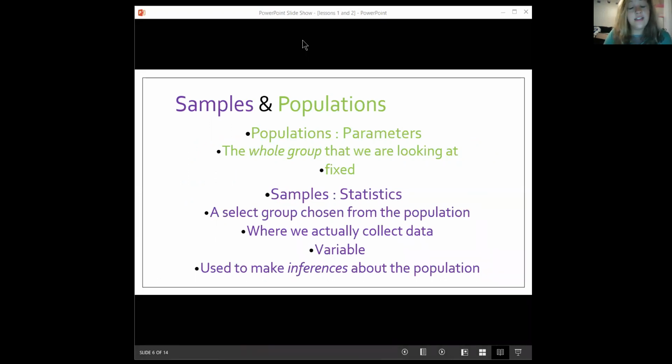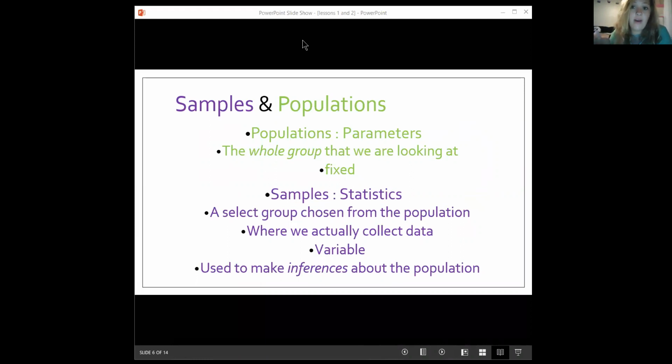So our statistics, or our sample statistics, are going to be variable because whatever sample we take out, it should be random, so it's going to change every time. And we do want it to be representative, though, because if our sample is going to make an inference about the population, we want it to be representative. So we want to make sure it's random so that it brings a little bit of everything and kind of represents the population.